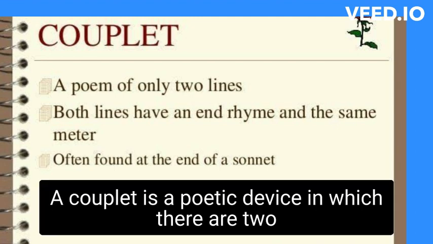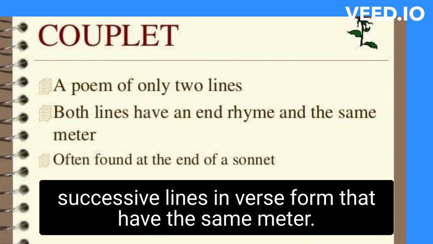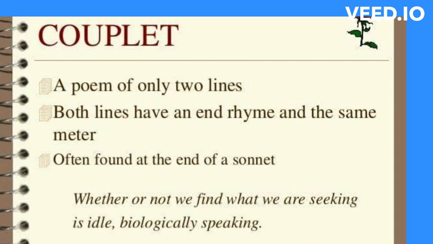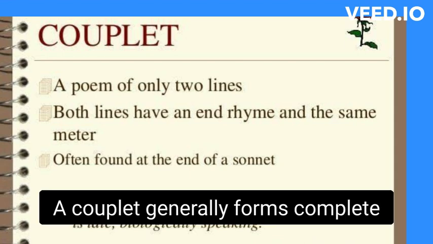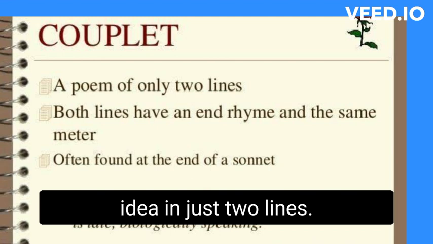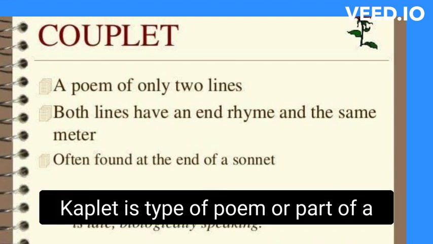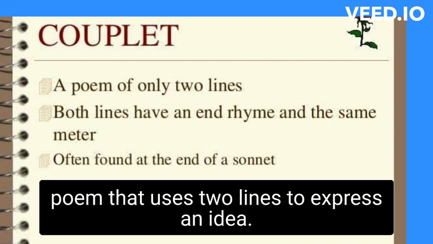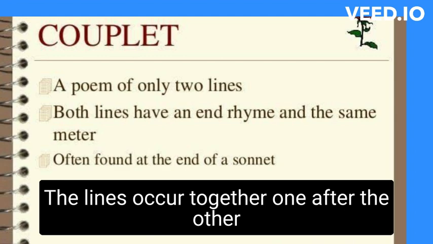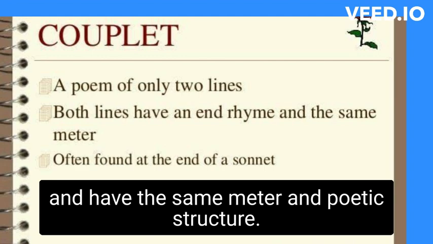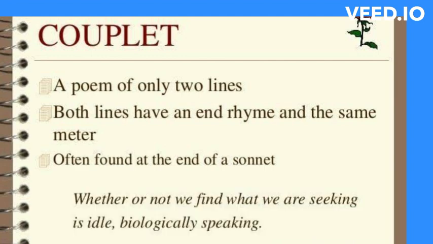A couplet is a poetic device in which there are two successive lines in verse form that have the same meter. A couplet generally forms a complete idea in just two lines. Couplet is a type of poem or part of a poem that uses two lines to express an idea. The lines occur together one after the other and have the same meter and poetic structure.